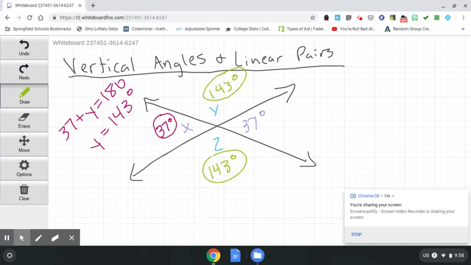X and y are supplementary, they're a linear pair. 143 and 37 are a linear pair, so they're supplementary. Z and 37 are a linear pair, they're supplementary. And x and z are supplementary because they're a linear pair.